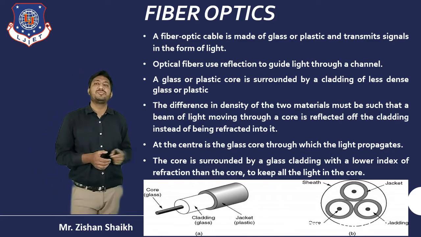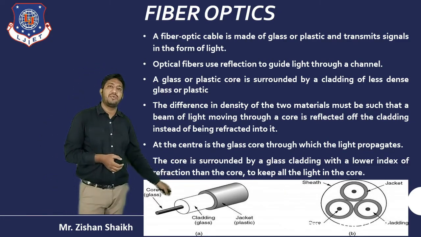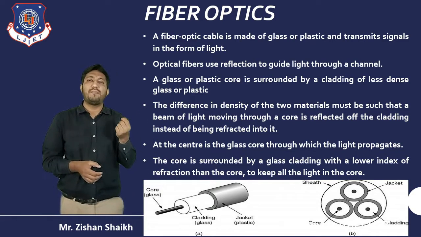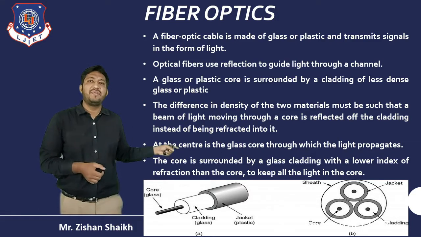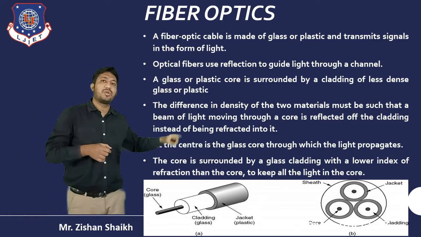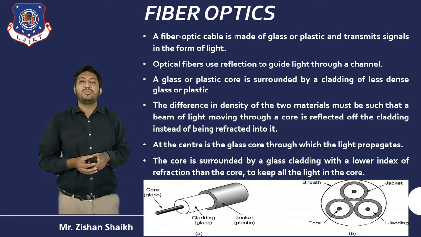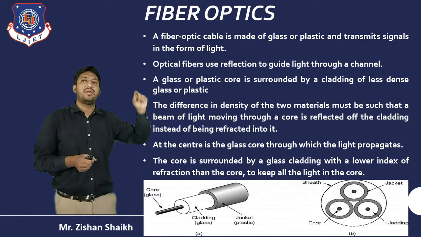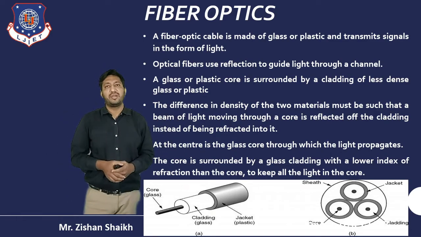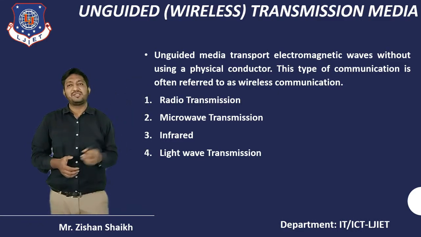Optical fiber uses the concept of reflection through the channel. Here the glass or plastic core is surrounded by the cladding. That cladding is also glass or plastic, but with a lower density. The difference in density of the two materials must be such that the beam of light moving through the core is reflected off the cladding instead of being refracted. Due to this law of physics, our signal is converted into light, and it covers the long distance.